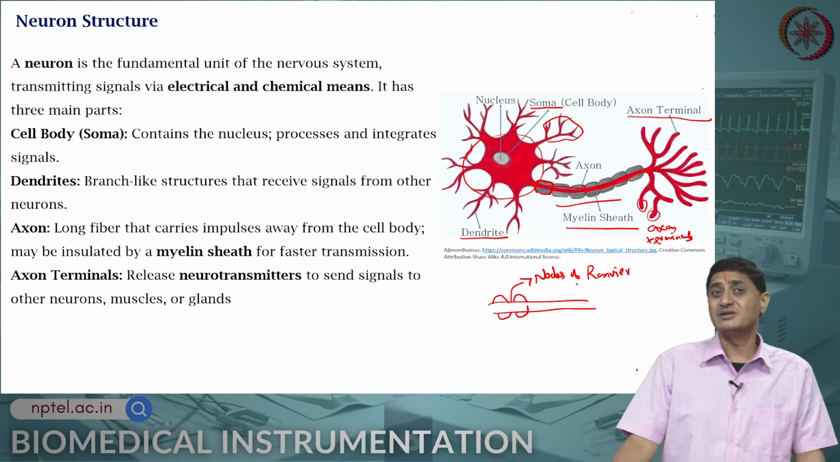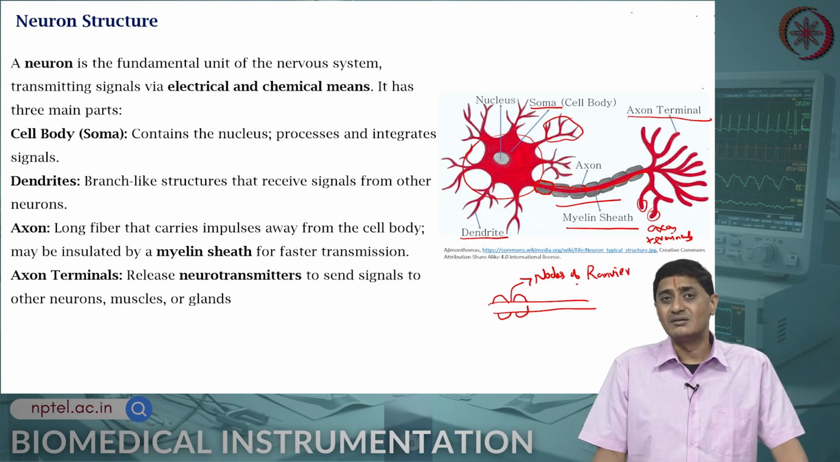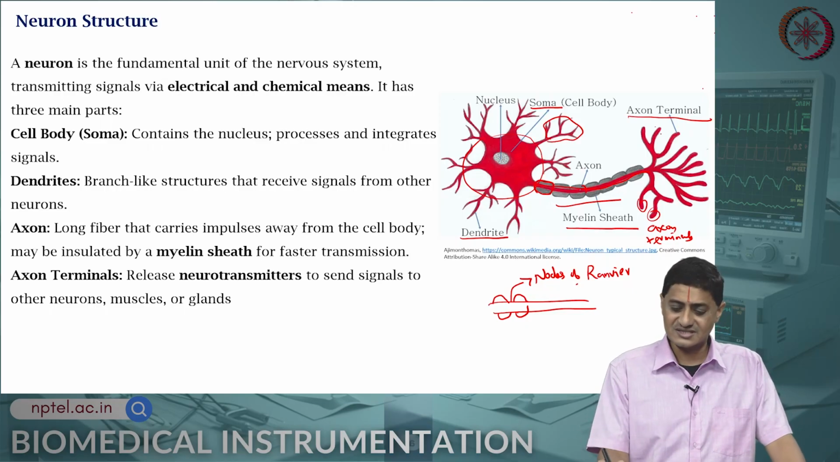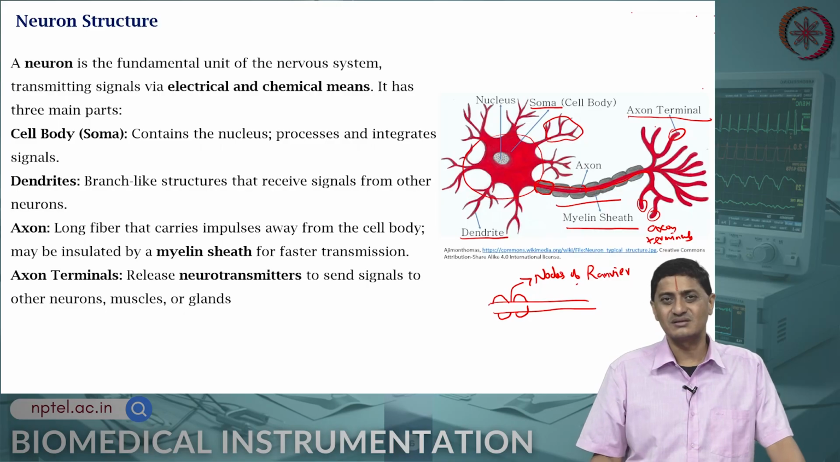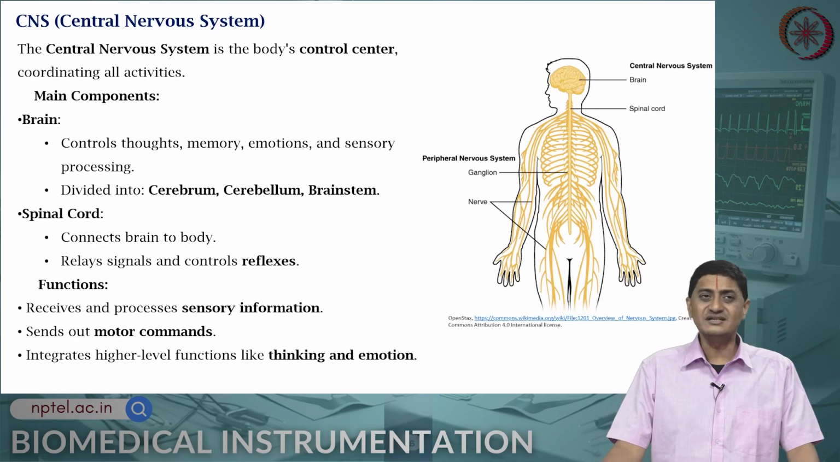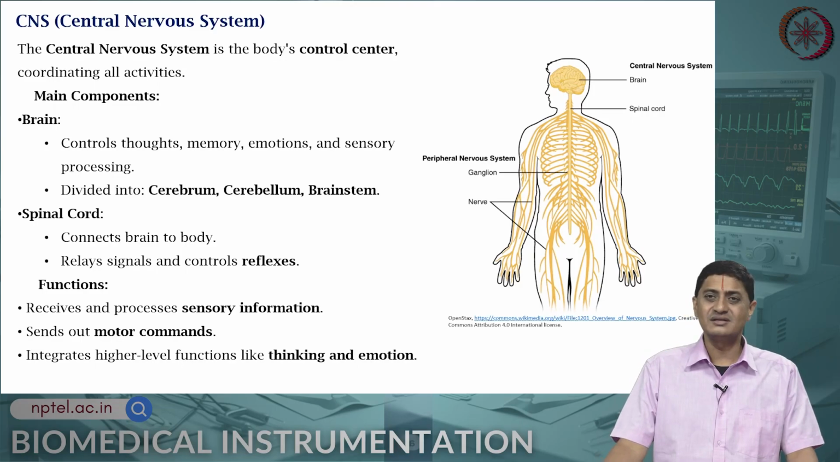For example, this might be a motor neuron that might communicate with the muscle. So, this terminal will then communicate with the muscle cell, thus activating that muscle cell, as part of the neuromuscular junction. The central nervous system is the body's control center, and it controls and coordinates all the activities of the body. It contains the brain.